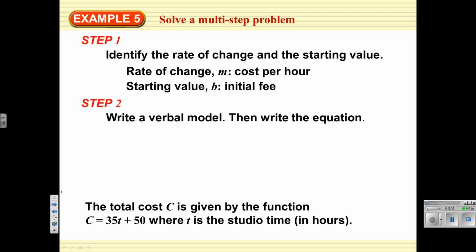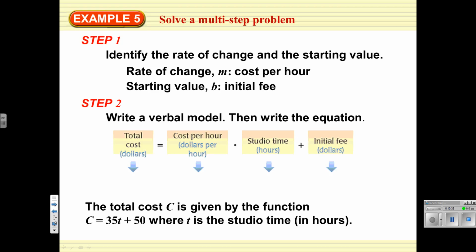So here's kind of a verbal model if you want. This is a good way to always start, and think of it like this. Our total cost equals our cost per hour times the number of hours you're in the studio plus that initial down payment just to secure the studio. So there's kind of an idea. And then we can substitute values in. Our total cost is C. Our cost per hour, well, we know that's $35. And then that's what we don't know, the studio time. We don't know how many hours it might take us to record our album. If it's me, it's going to take me lots of hours because I stink at music.